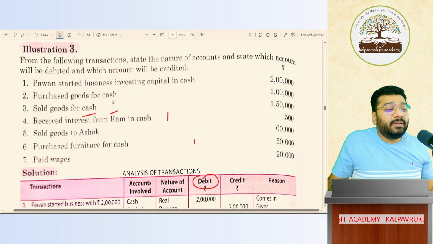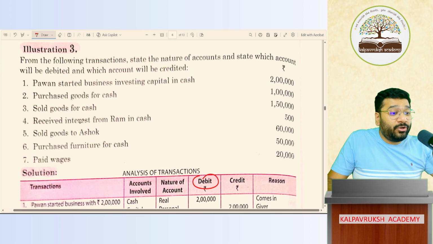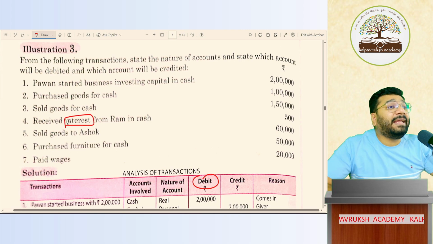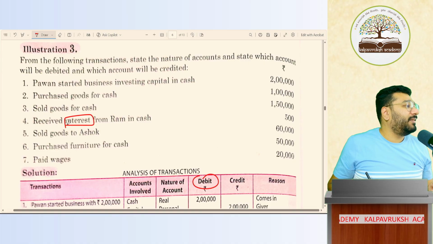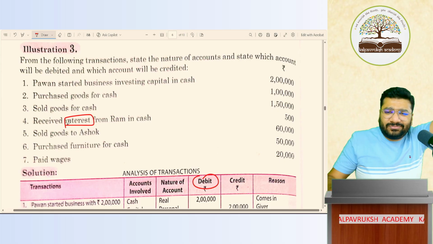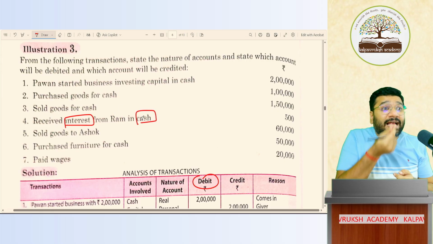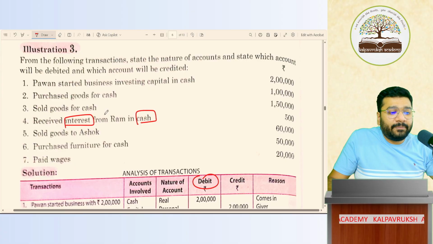Now tell me, in this transaction, how many accounts are affected? 2 or more than 2? Only 2. One is interest, because I need to capture income. If I don't capture income, who will come and bite me? The income tax department. So for showing income, I need to record income. Next account is cash, because physical cash is also coming in, so I need to increase cash in my books. So 2 accounts I'll open.